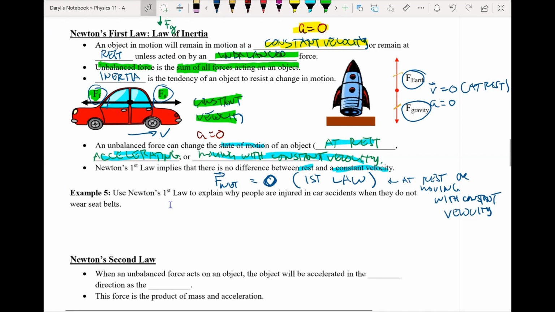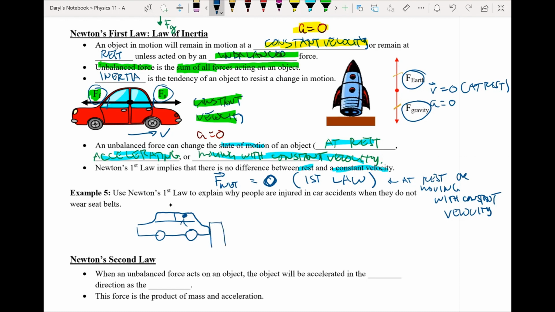So use Newton's first law to explain why people are injured in car accidents when they do not wear seatbelts. Well, without a seatbelt, remember that initially, if you're moving at 100 kilometers per hour, your velocity is the same as the velocity of the car. But once the car is being stopped, if you have a barrier, well, if you have a car here, initially moving at, let's say, so you're driving inside the front here. Then you have, let's say, a barrier somewhere here.